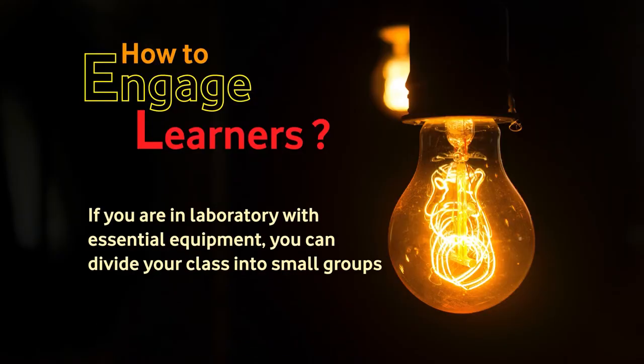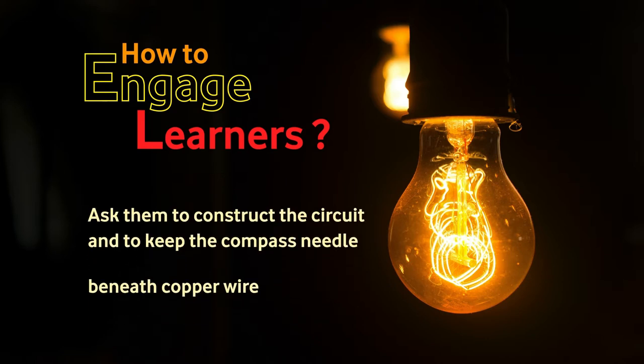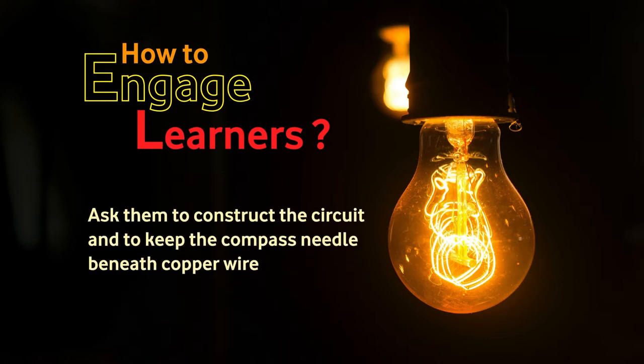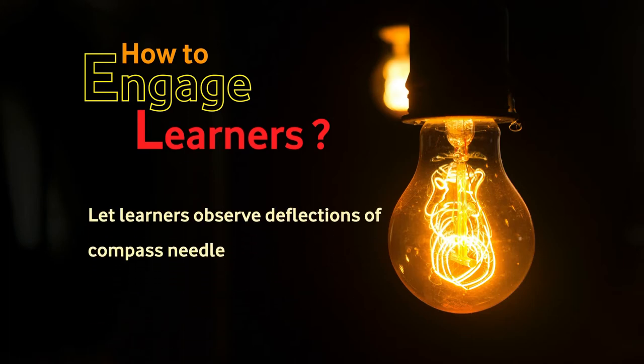Similarly, if you are in a laboratory with essential equipment, you can divide your class into small groups. You provide the cell, key, ammeter, variable resistor and copper wire to each group and ask them to construct a circuit and keep the compass needle beneath the copper wire. Help them to keep the copper wire straight along the north-south direction with the compass needle beneath it. There they need your intervention. And let the learners observe the deflections in the compass needle.